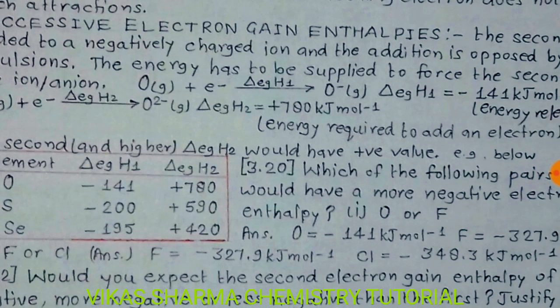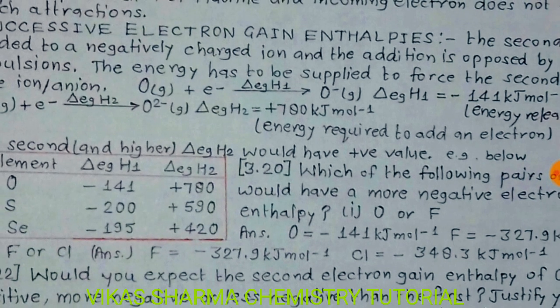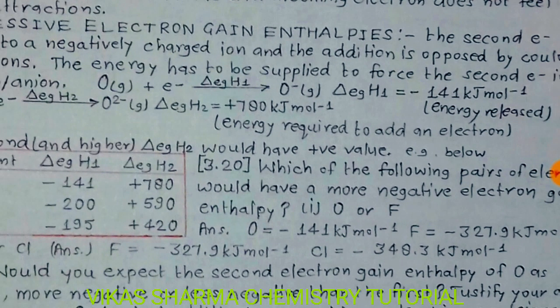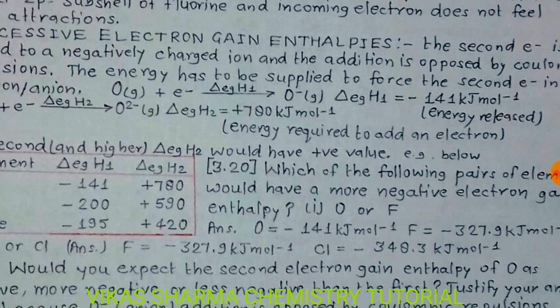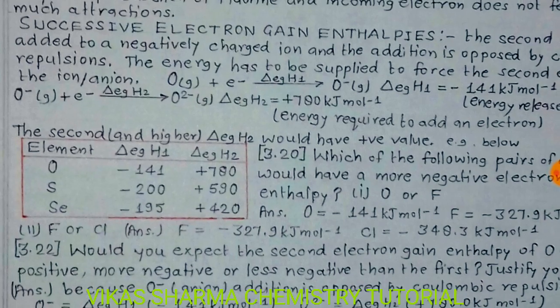delta EGH2 is 780 kilojoule per mole, positive. So energy is required to add an electron. So student, delta EGH1 is negative, meaning exothermic, but delta EGH2 is positive, meaning it is endothermic. Energy is required for it.